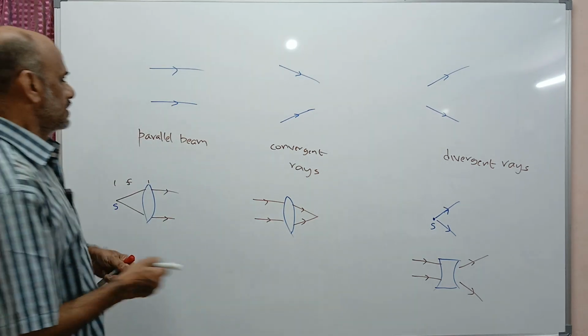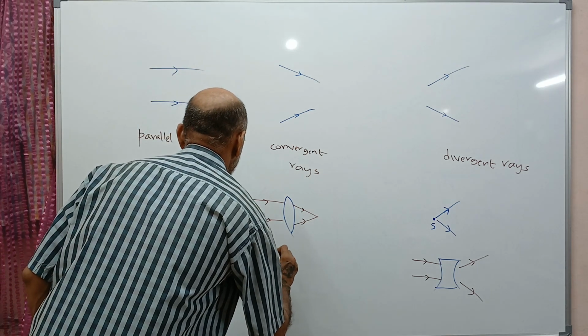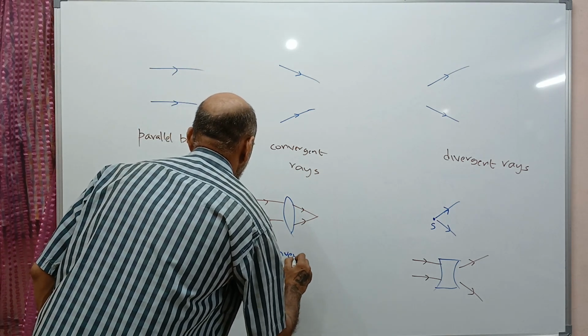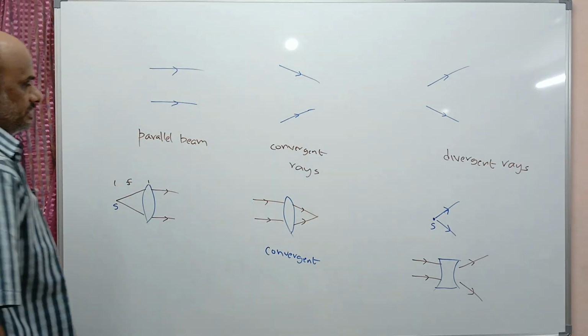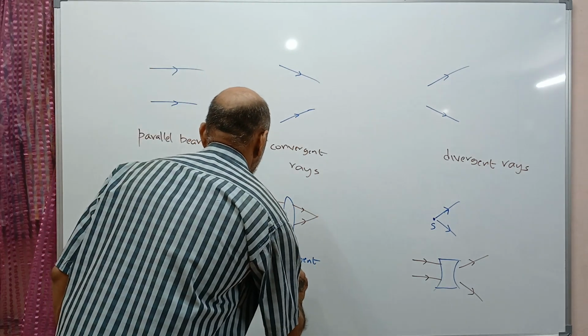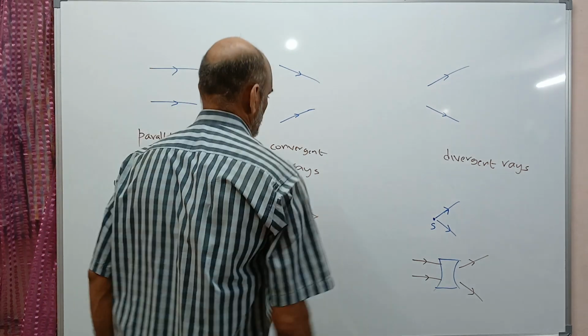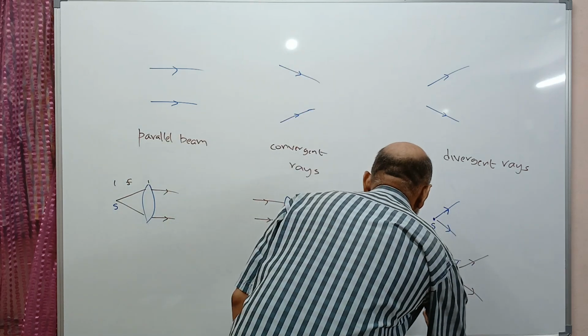So convex lens is called convergent lens because it can produce convergent rays given parallel beam of light. Convex lens is called convergent lens, and concave lens is called divergent lens.